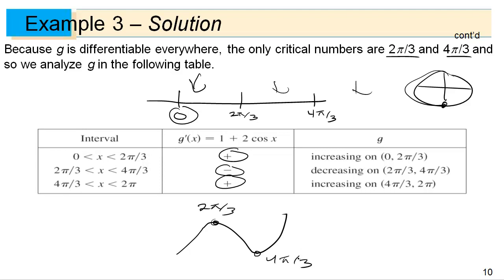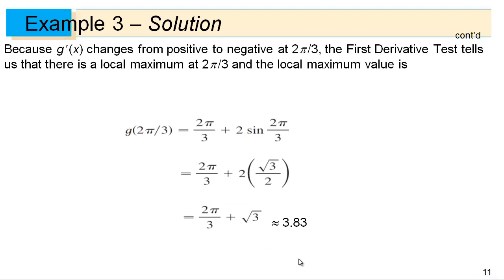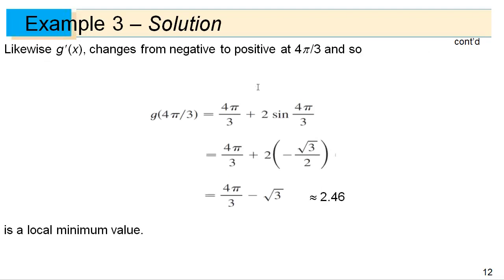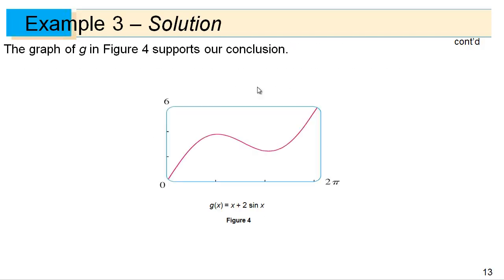And of course, if we graph it, or if we do the math, we can actually figure out what those values are. So we plug 2 pi over 3 into the original function, not the derivative, but the original function of x plus 2 sine x, and you get roughly 3.83. You do the same thing with 4 pi over 3 and you get 2.46, and you can see that 3.83 is bigger than 2.46. That also corroborates our thoughts that this is a min and this is a max. And if you graph it, you can plainly see that they are your local mins and your local maxes.